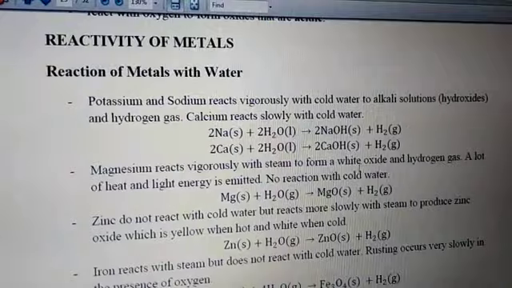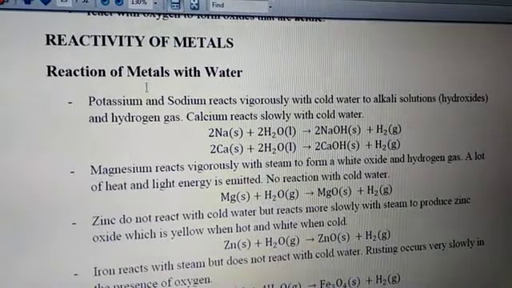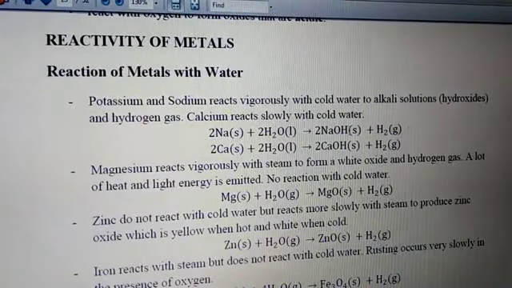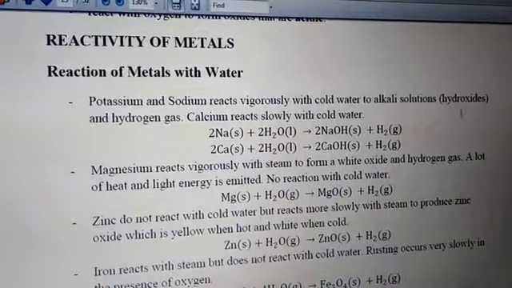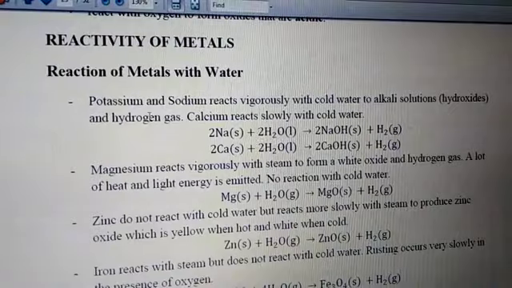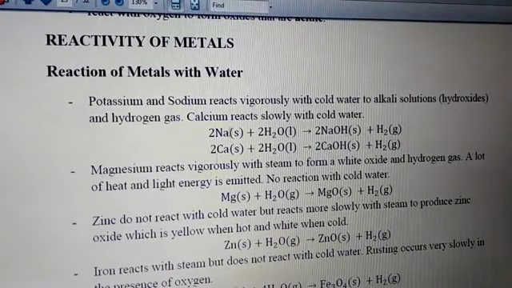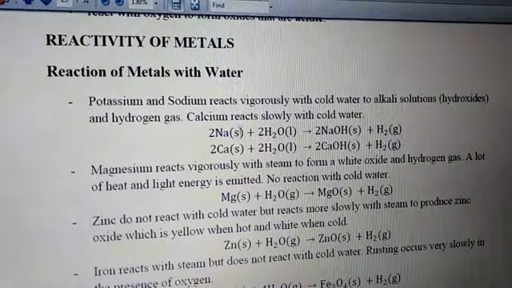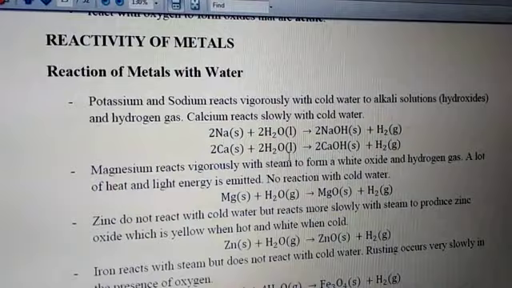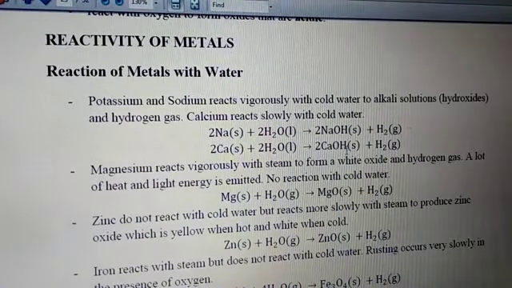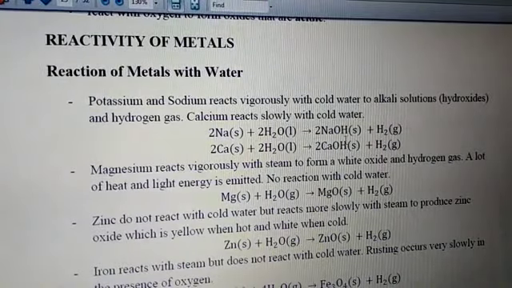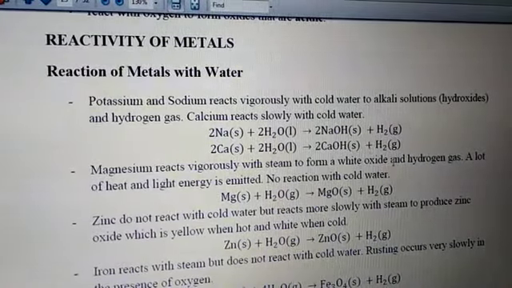These metals will react with water, right? For example, we've got sodium and potassium. They react vigorously with cold water to form alkali solutions. They form hydroxides and hydrogen gas. Potassium and sodium react vigorously. That's a very important thing for you guys to master. They don't just react, they react vigorously. But as for calcium, it will react slowly with cold water. The reaction with calcium is going to be slower, but still it's going to form a hydroxide and hydrogen gas.